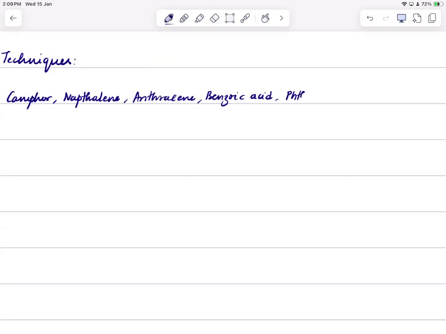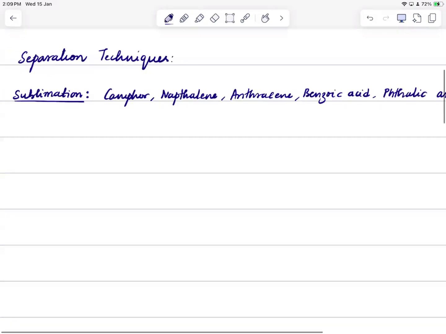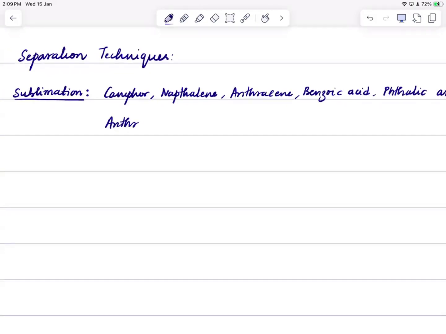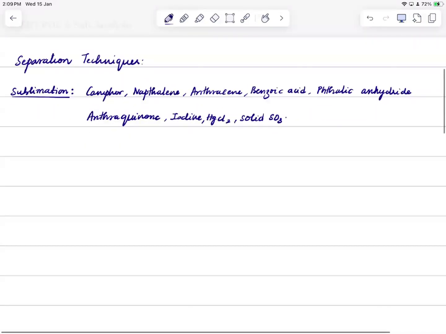Then we have phthalic anhydride, anthraquinone, iodine and HgCl2, and we have solid SO3. These are typical examples of sublimation. Okay, keep that in mind.